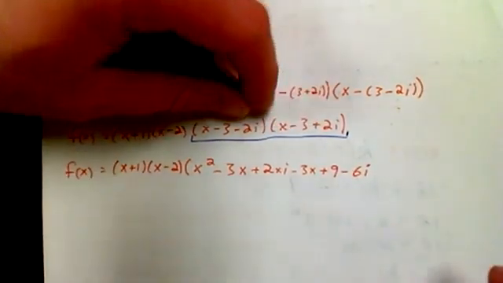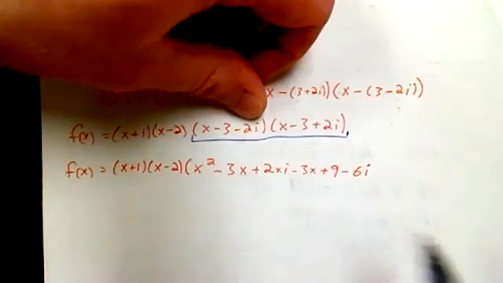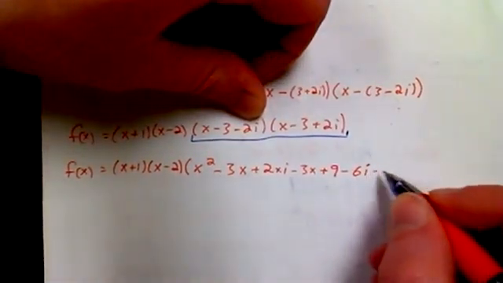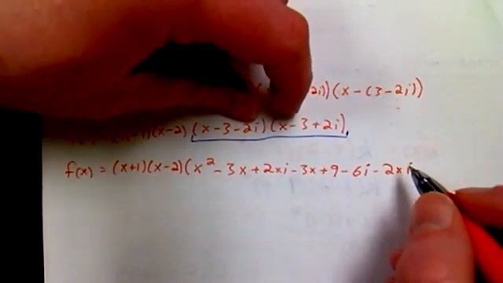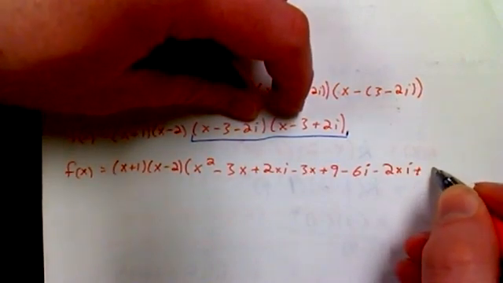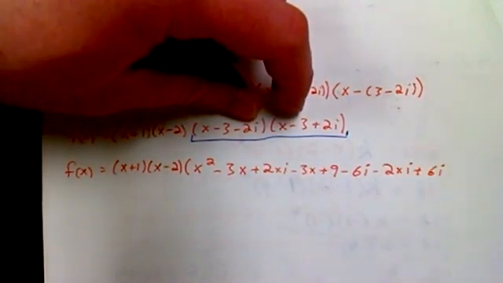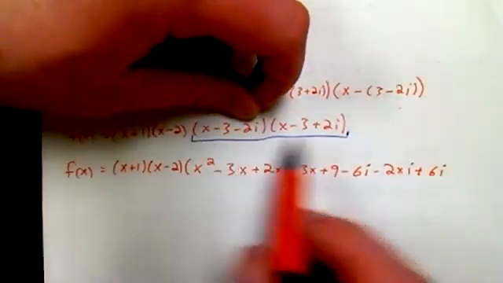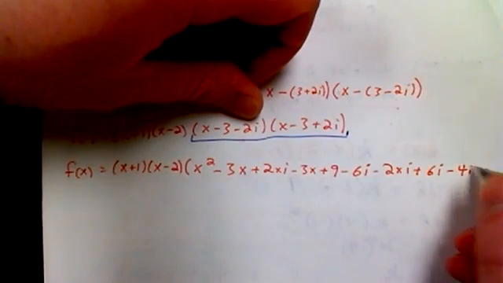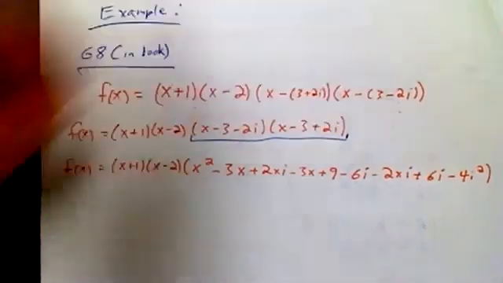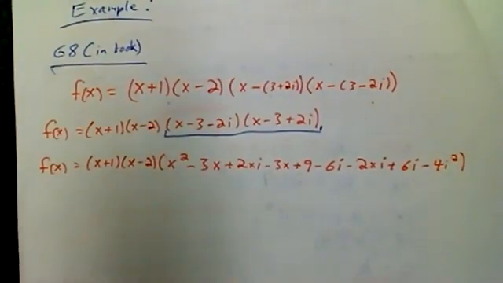Okay. Now I need to do negative 2i times each one. Negative 2i times x is minus 2xi. Negative 2i times negative 3 is plus 6i. Okay. And negative 2i times positive 2i, that's going to be negative 4i squared. Okay. Whew. Hope I didn't mess anything up.